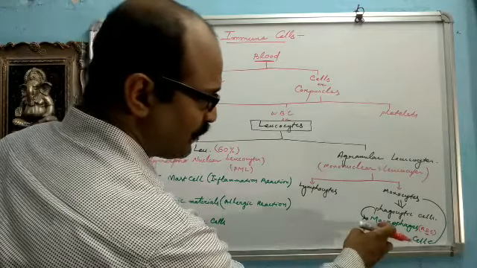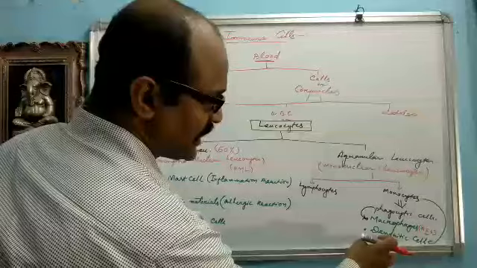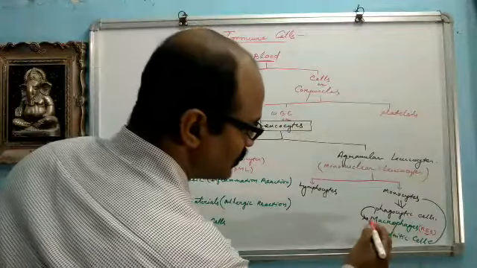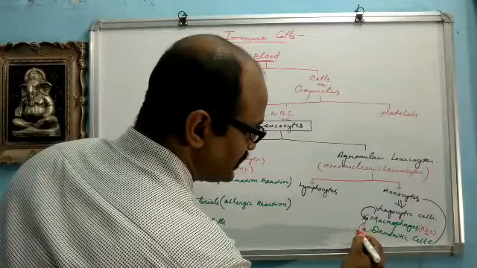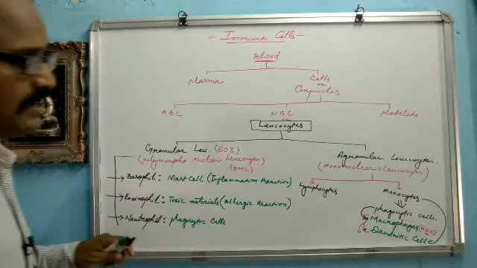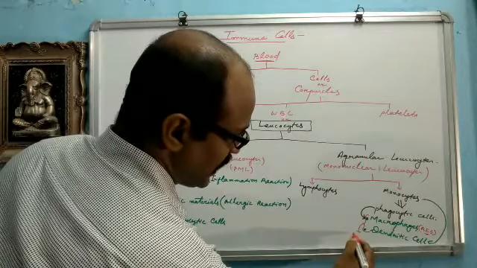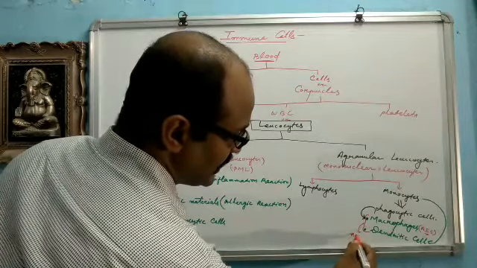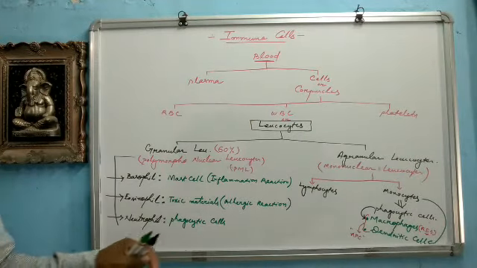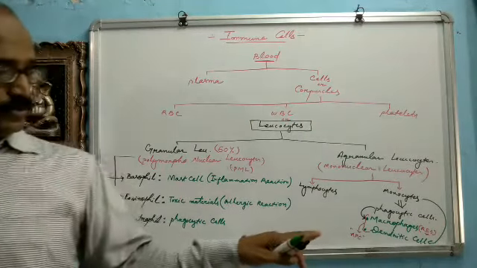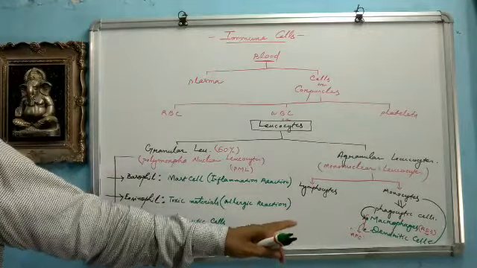So macrophages and dendritic cells are phagocytic cells. They engulf the bacteria and present such bacteria or the antigen to the other immune cells. That's why these are known as antigen presenting cells.